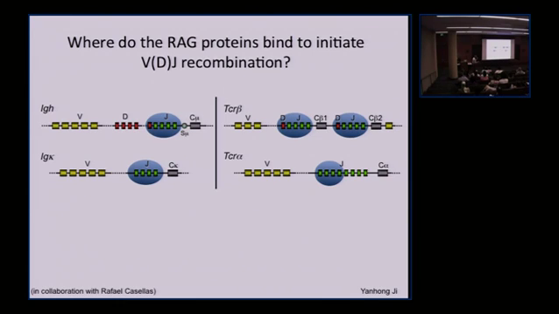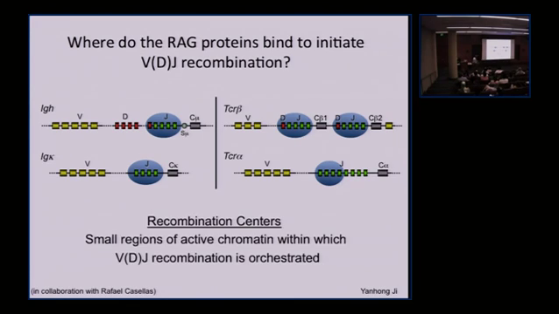This is very appealing to us because it meant that if you want to regulate VDJ recombination, you could focus your efforts on these places here where the RAG proteins are bound. And so these are what we call recombination centers, these small regions of very active chromatin within which the reaction is orchestrated. All right, so that's great. So that's VDJ recombination.